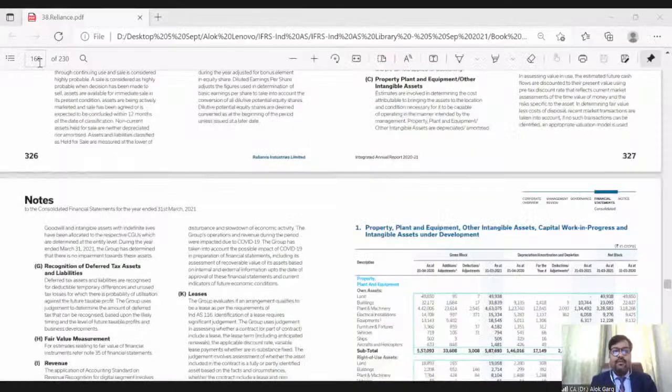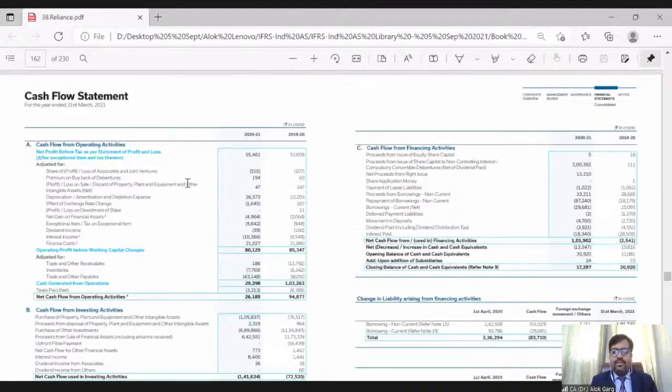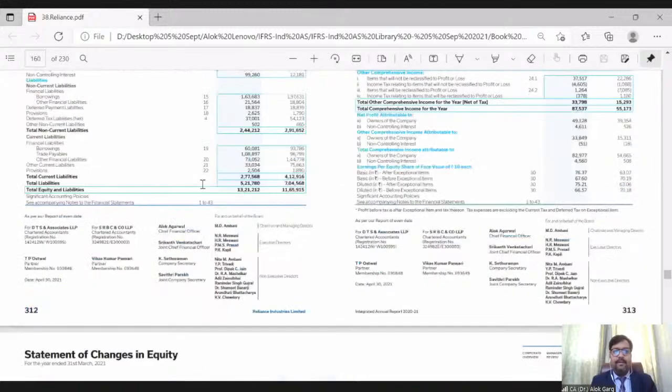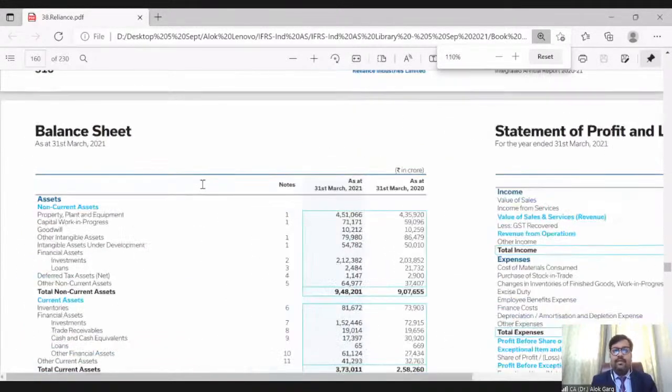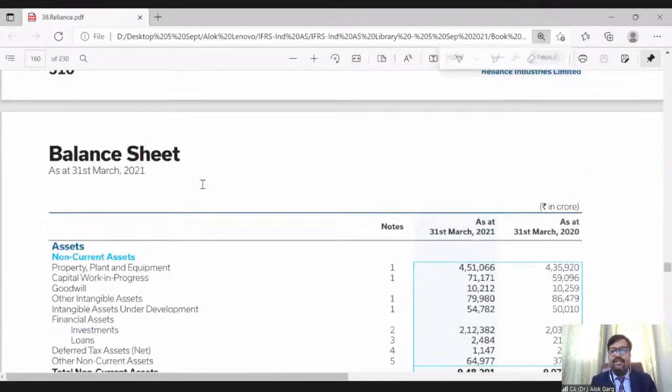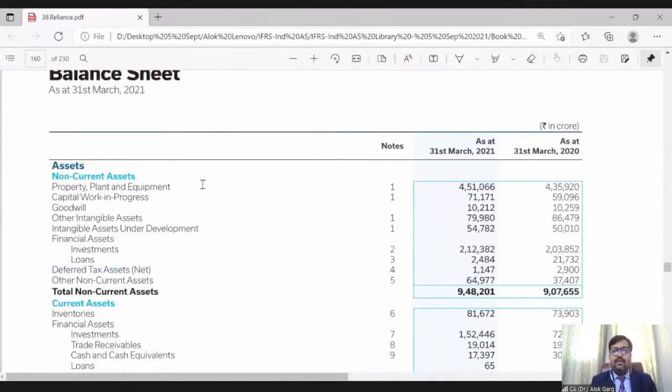If you see the balance sheet of Reliance Industries Limited, I hope the balance sheet is on the screen and you're able to see it. In this particular consolidated balance sheet, guys, the property, plant and equipment is worth rupees 4,51,066 crore. So 4.5 lakh crore pertains to your property, plant and equipment.